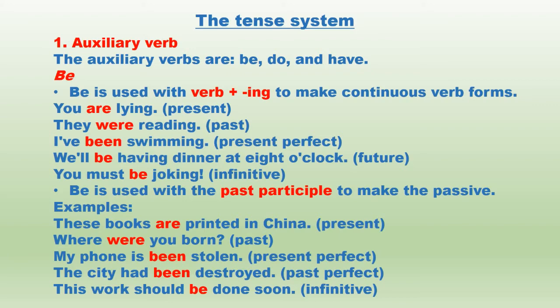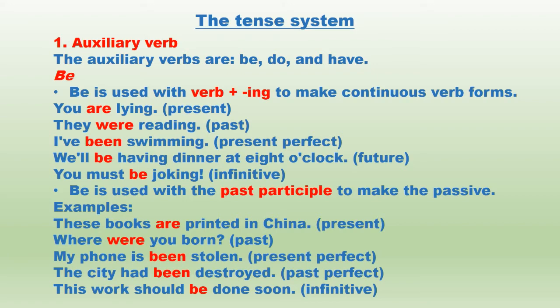They were reading. Were here is an auxiliary verb because it's coming before reading, an ing verb. I have been swimming. I've been swimming. Been here is an auxiliary verb because it's coming before swimming, an ing verb.